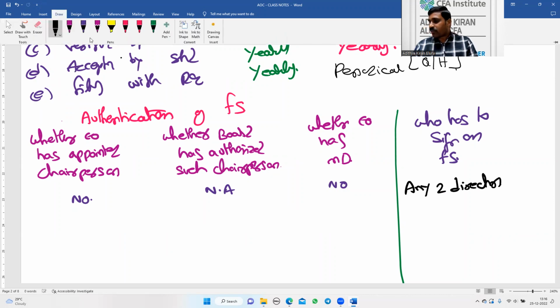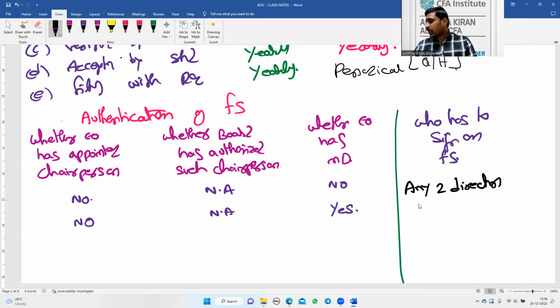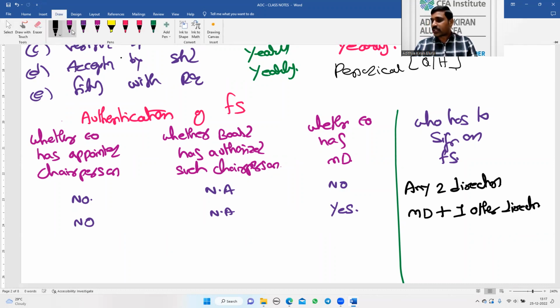On the other hand, check whether the company has appointed a chairperson. No, so obviously authorization is not applicable. Whether the company has a managing director? Yes. Then who has to sign? Managing director plus one other director, they have to sign on the financial statements.